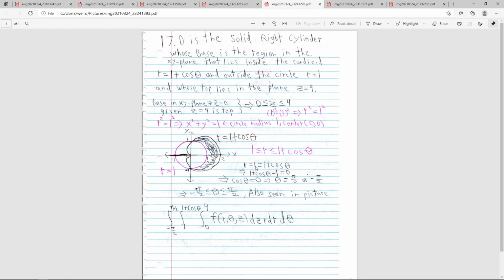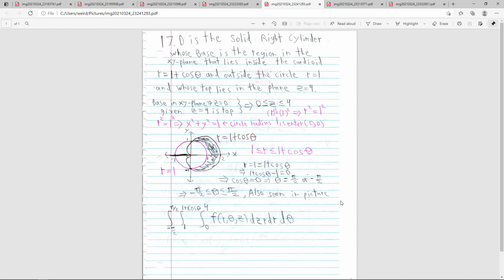R equals 1 is equal to 1 plus cosine theta, so you set them equal to each other, or you can also observe from the graph in this case. You get the value of theta that it takes. Setting them equal, you get 1 equals 1 plus cosine theta, which means cosine theta equals 0. It means theta equals pi halves, negative pi halves.